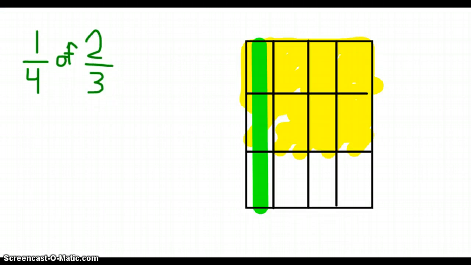So as you can see by this picture, I've made 3 strips going this way and shaded 2 of them with the yellow, and then 4 strips going down and shaded 1 of them with the green, and then I look for the double shaded. There are 2 pieces double shaded. If I count them all, there are 12, and that's because 1 times 2 is 2, and 4 times 3 is 12. If I simplify that, though, it becomes 1/6. That should have been your answer.